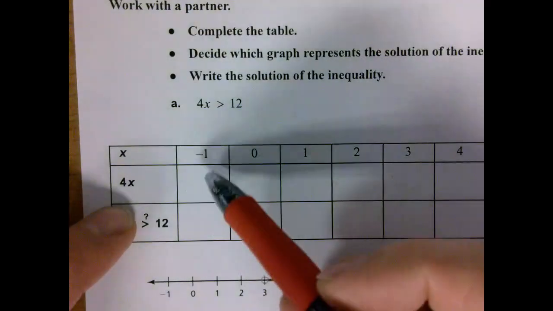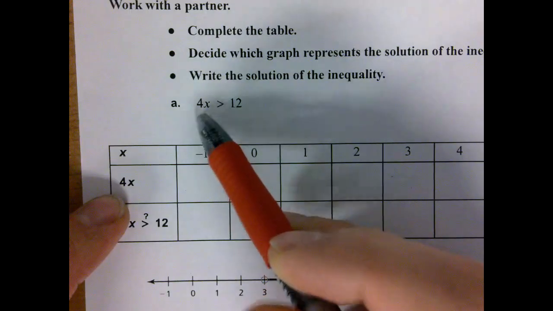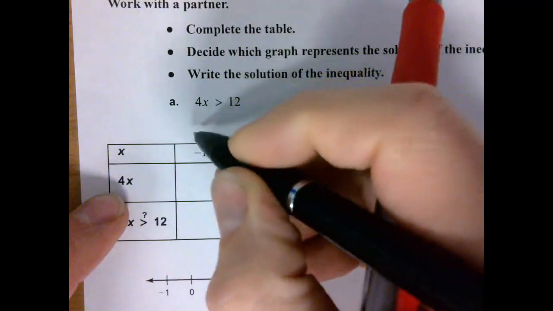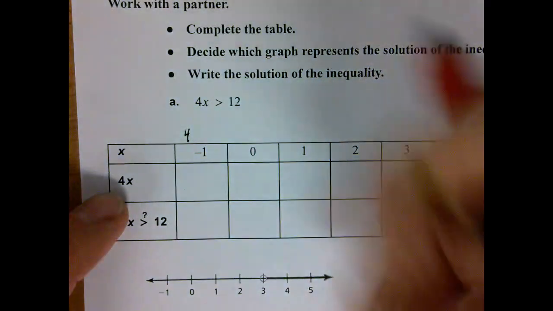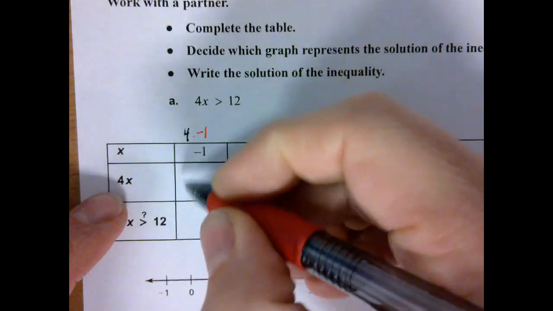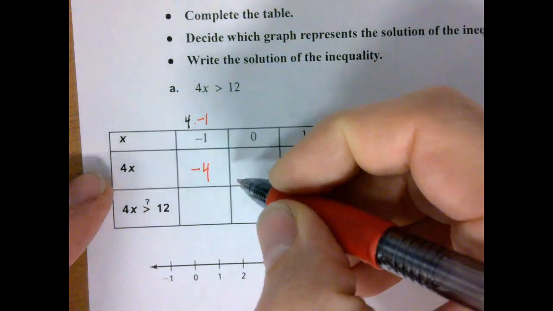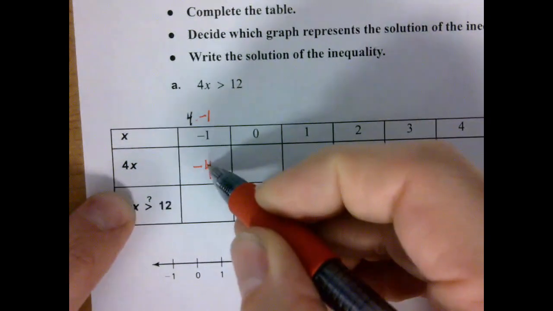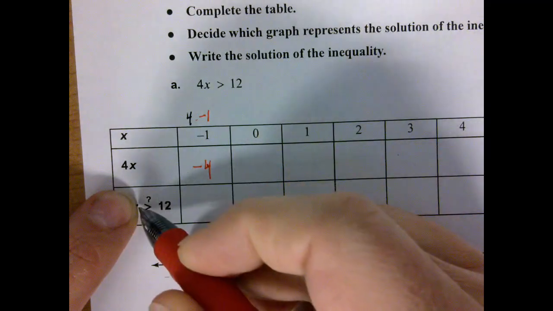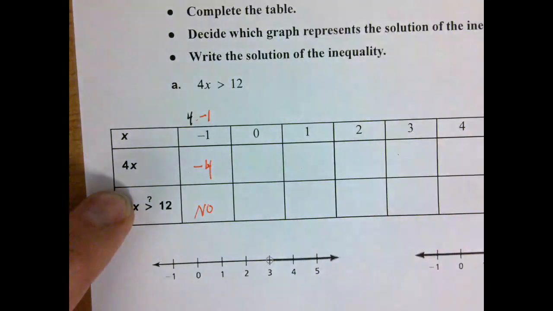So what we're going to do is plug in numbers, just like we did in lesson 1, and see, does -1 work in this inequality? So you're going to take -1 and plug it in. We're going to take 4 times this x value of a -1. 4 times a -1 gets us a -4, and that's where we now see. We plug this value in here and say yes or no. Is a -4 greater than 12? No, it is not. Well, let's check another value.